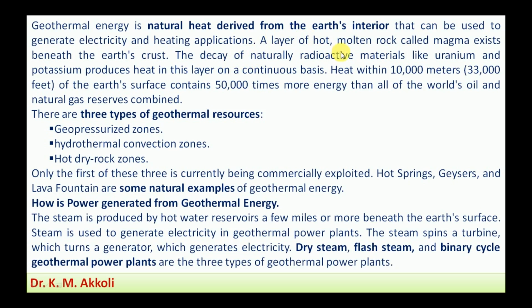A layer of hot molten rock called magma exists beneath the earth's crust. The decay of natural radioactive materials like uranium and potassium present in that layer produces heat on a continuous basis. Due to this natural radioactive decay, heat is continuously produced, and that is why the rock stays in the molten state.